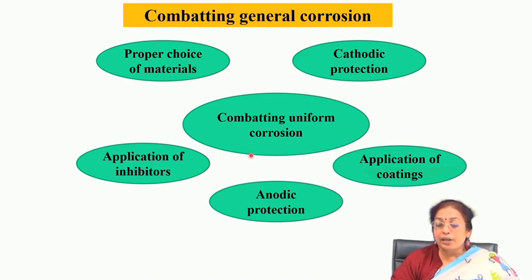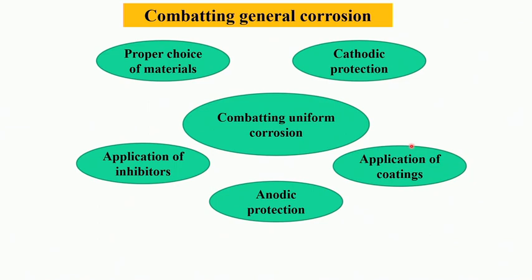You can also apply coatings; different types of coatings are available, maybe barrier coating or sacrificial coating. So, different coatings are available in practice which can combat corrosion to a large extent, and also by anodic protection you can reduce the probability of corrosion.